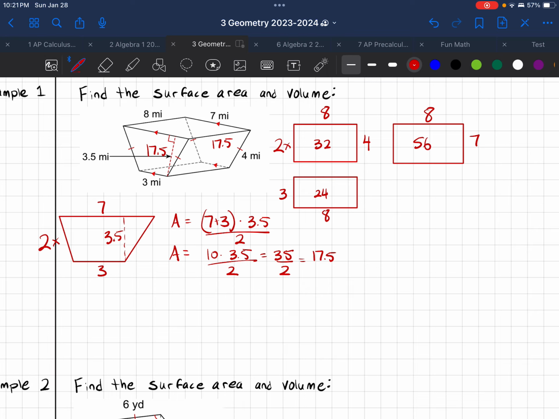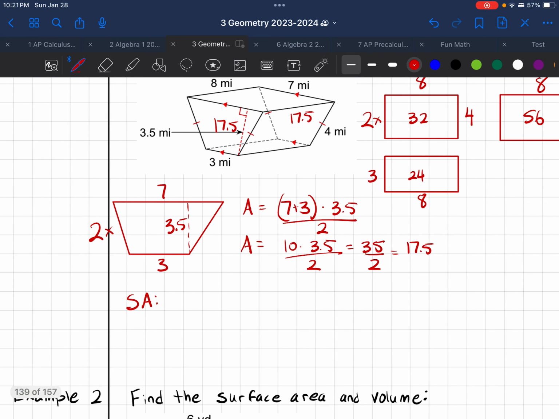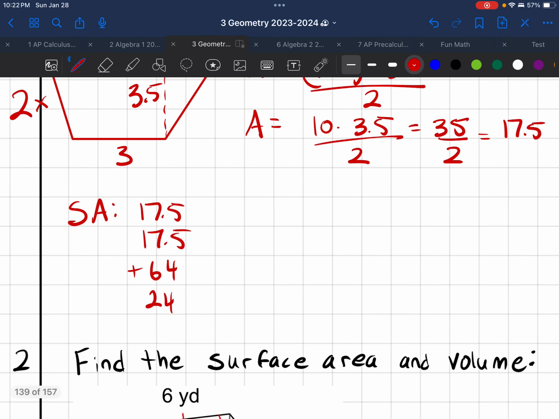I prefer not doing it with a calculator, so I'm going to do the surface area calculation right here, SA for surface area, or you can just do S, it's fine too. What do we have? We have a 17.5, another 17.5, because we have 2 of these trapezoids. We had 2 of these 32s. 2 times 32 is 64, so I'm going to add 64. I had 1 of these 24s, so plus 24, and 1 of those 56.